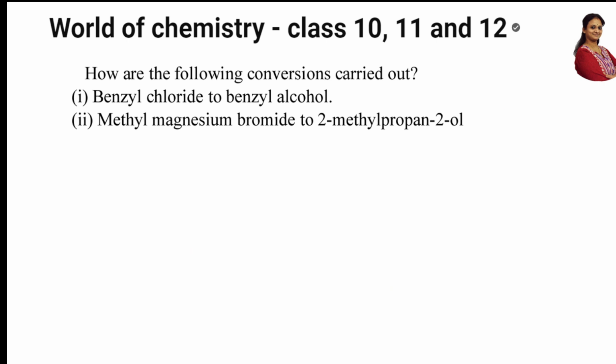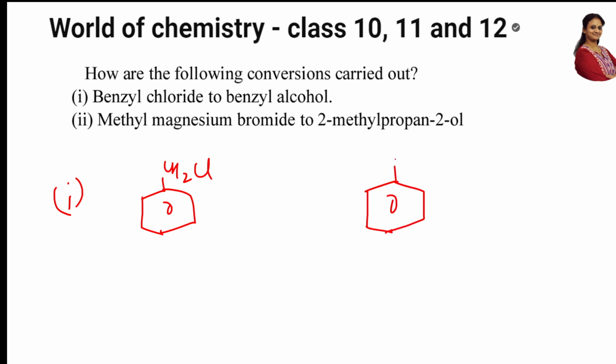How are the following conversions carried out? Benzyl chloride to benzyl alcohol. Okay, first of all, let us write benzyl chloride. Next is what? Benzyl alcohol. You only see the difference, students, between this one and this one. What is the difference? Cl and this is OH. I have to add OH, a nucleophile. Can I use aqueous sodium hydroxide? Simple. If you use aqueous NaOH, the chloride is replaced by OH. Correct? Next. Methyl magnesium bromide to 2-methylpropan-2-ol.